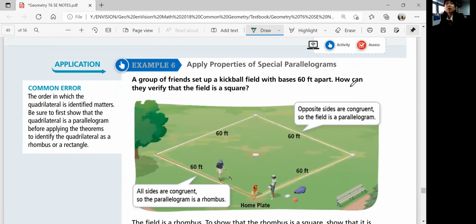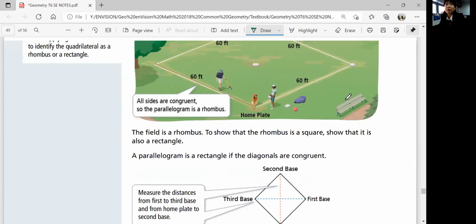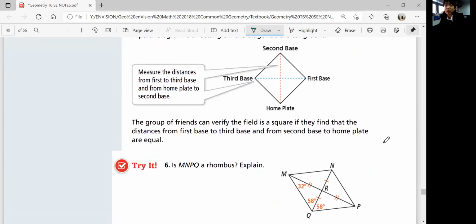Okay, so the question was, how can they verify? You just need to explain how. You don't have to prove it. But basically, algebraically, well, you can't use the Pythagorean theorem yet because you don't know if it's a right angle. So basically that's the best you can explain.